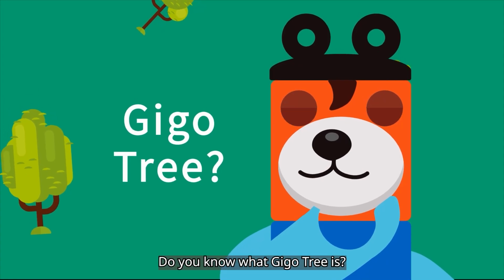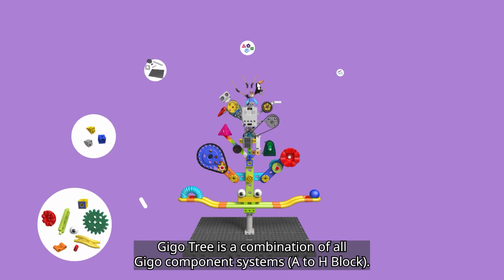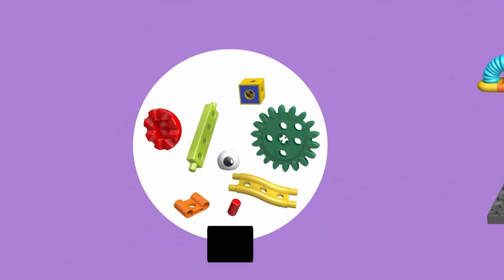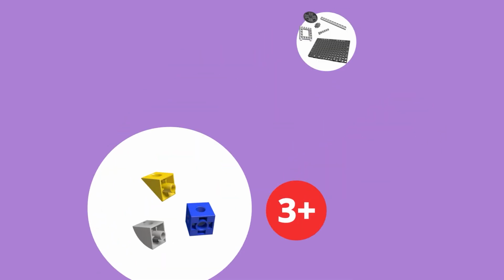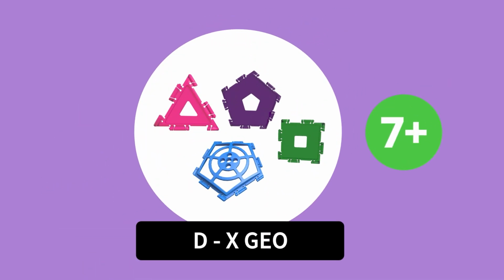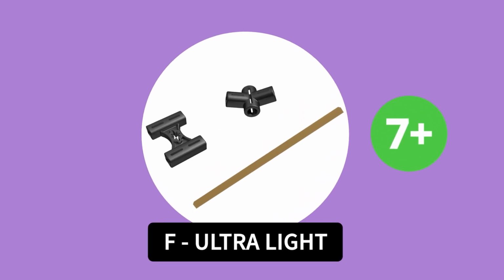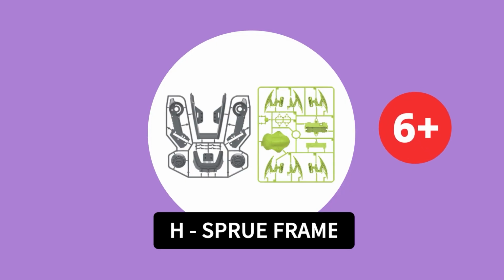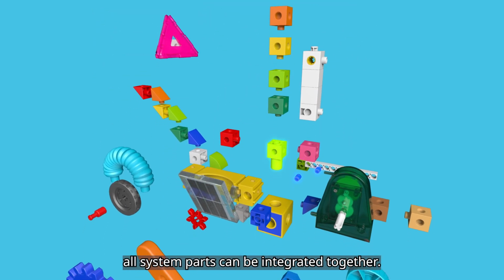Gigo. Do you know what the Gigo tree is? The Gigo tree is a combination of all Gigo component systems: A. 4 cm block. B. 2 cm block. C. 1 cm block. D. XGO. E. Panel. F. Ultralight. H. Sprue frame. Most importantly, by using PEG parts, all system parts can be integrated together.